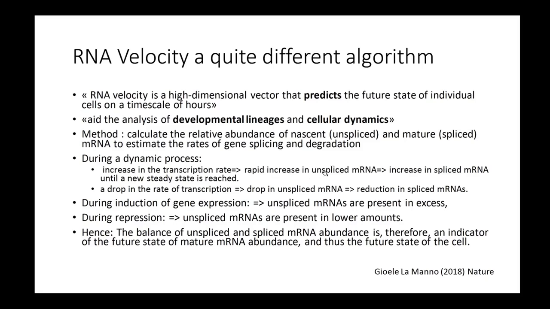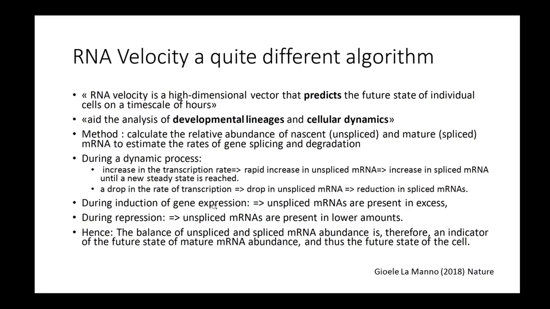Therefore, if you do the ratio of unspliced and spliced, you gain knowledge about whether you have an increase or decrease in transcription rate. And a drop in the rate of transcription is then a drop in unspliced mRNA and a reduction in spliced mRNAs. This is how it works.